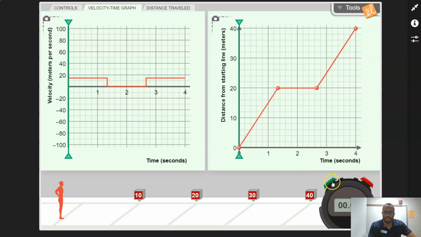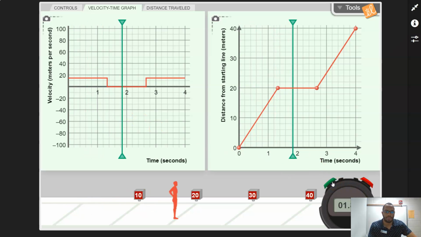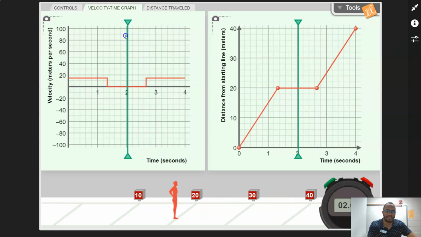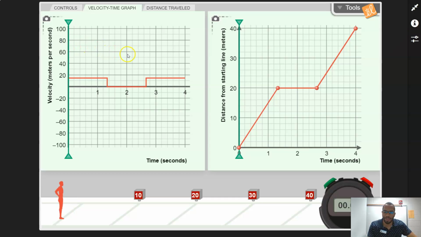So let's watch that together. Notice it's not moving, and then it continues, right? So it's very important to remember the difference. On a position and time graph, a flat line means no motion. On a velocity and time graph, a flat line means constant speed unless the object on the y-axis is at a velocity of 0. If it has 0 velocity, then that means it has no motion.